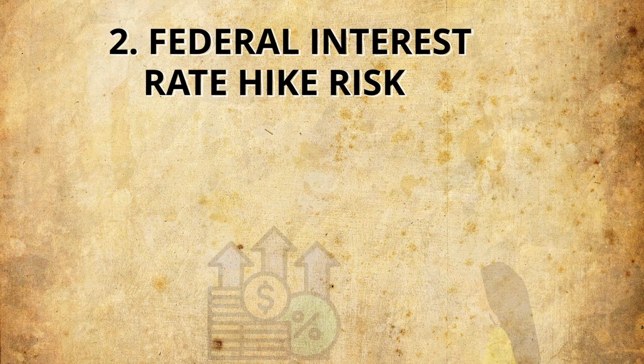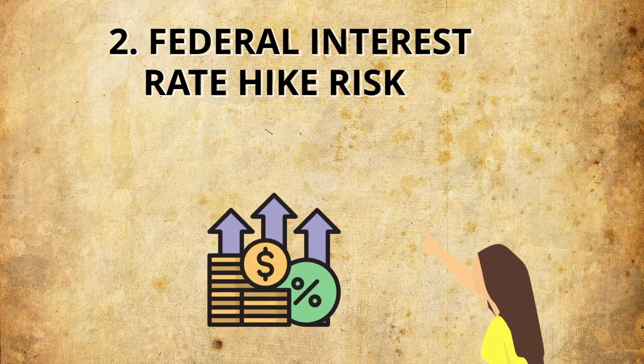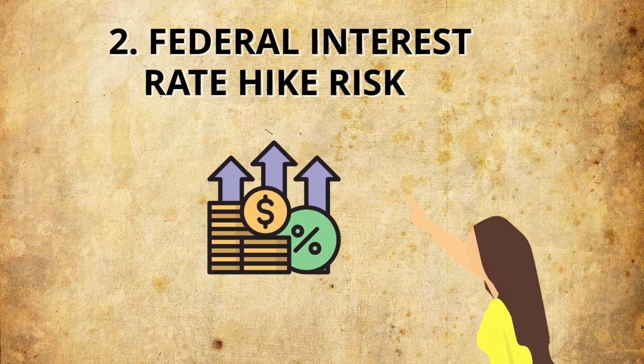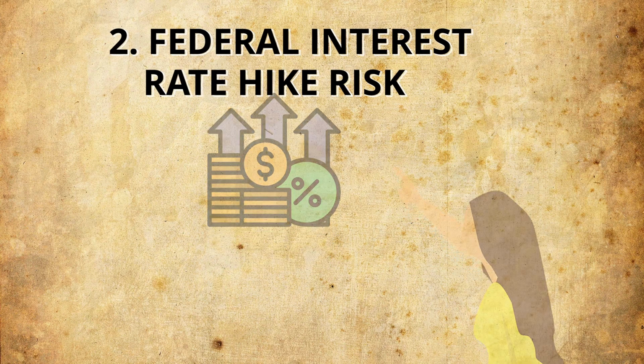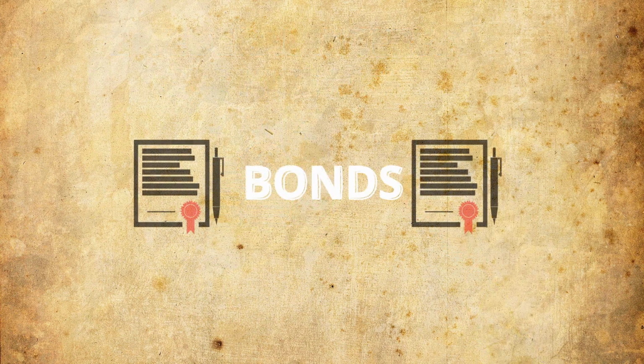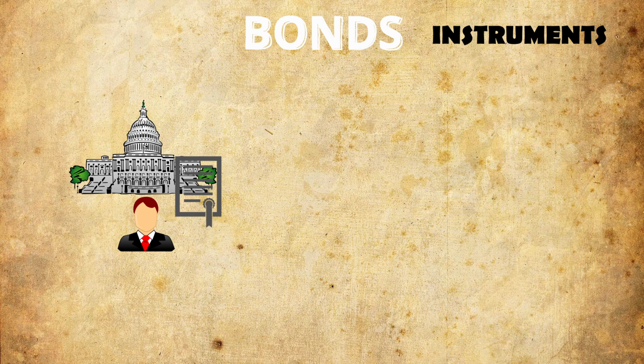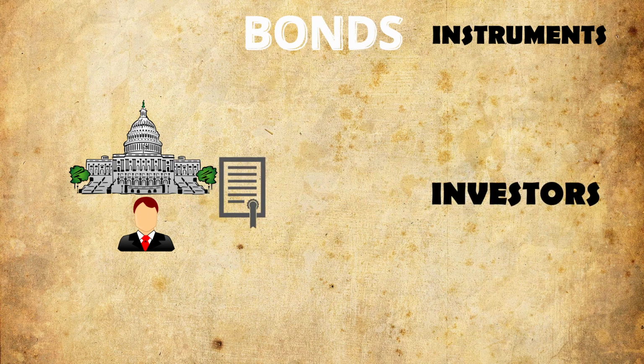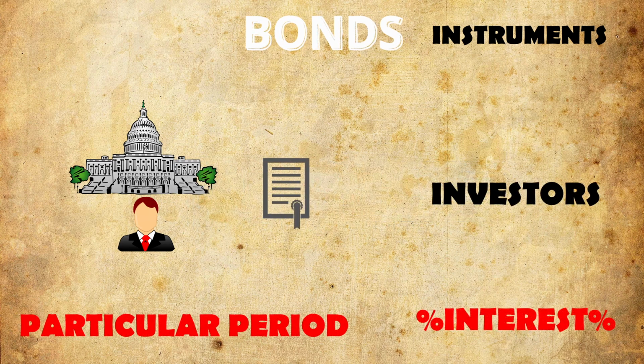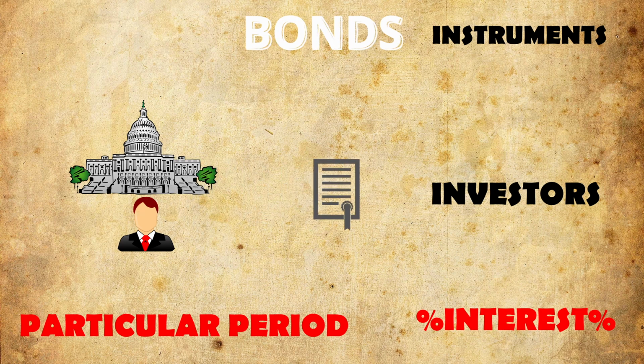Now comes the federal interest rate hike risk. For us to understand how this affects the bank, we need to go back to bonds. What are bonds? Bonds are simply an instrument given by the government or corporates to the investors for a particular period of time for a specific interest rate. For a price, of course.